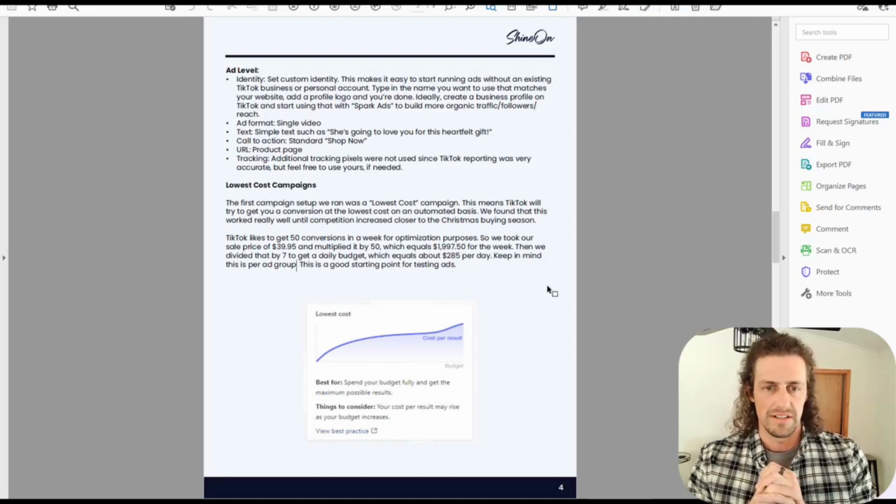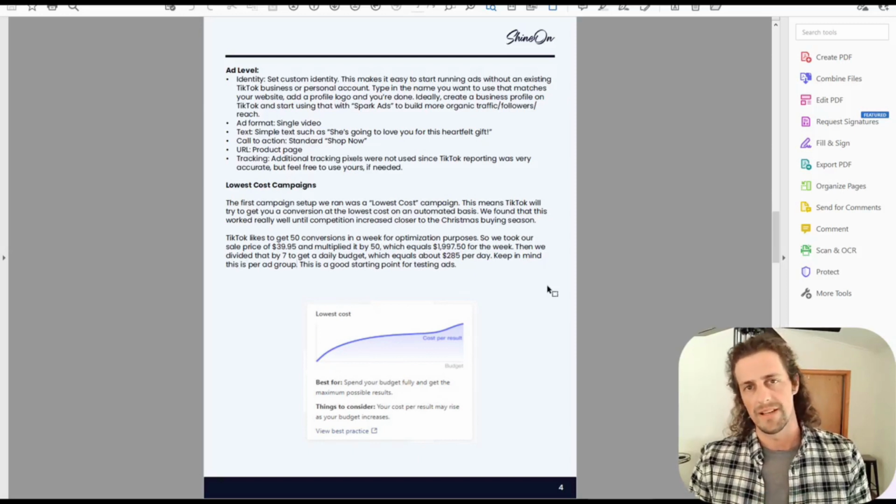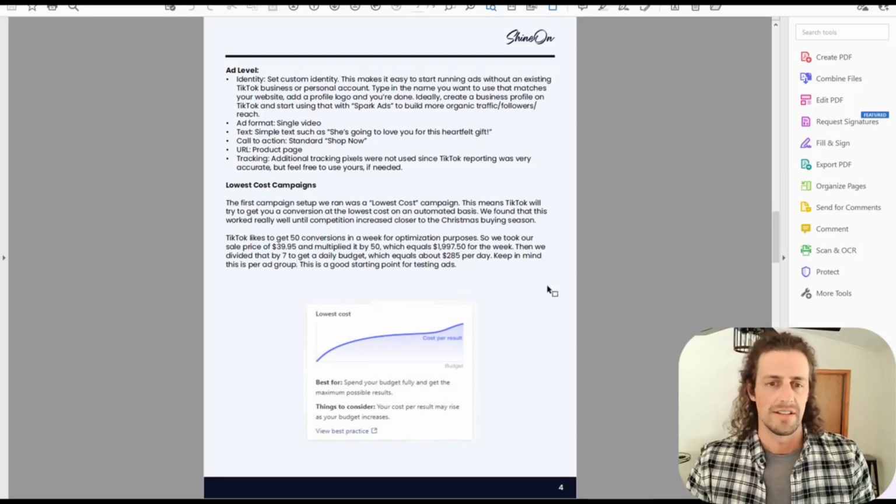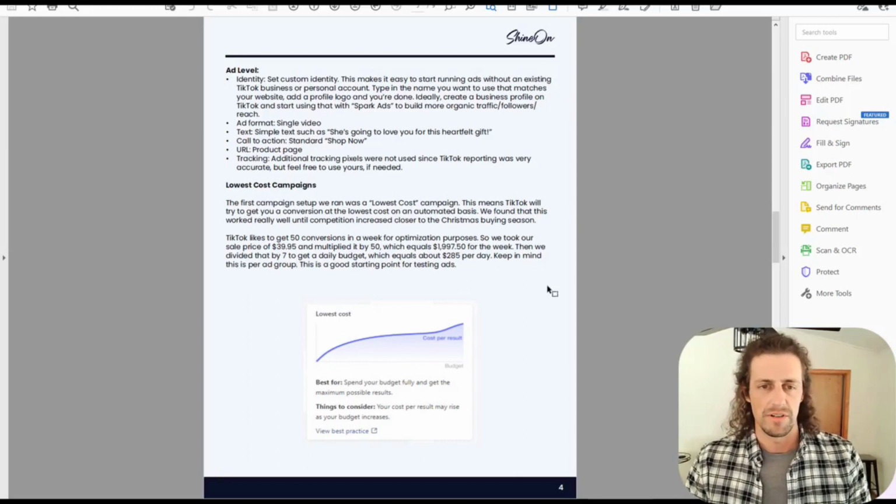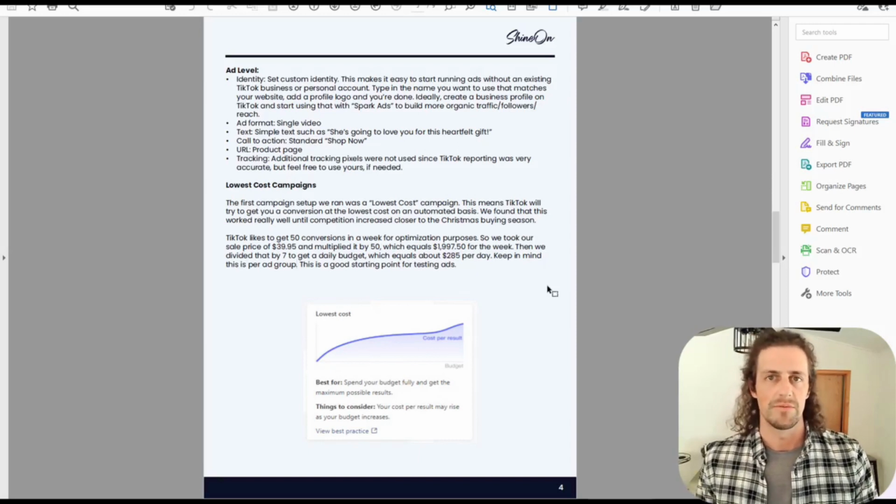So TikTok does like broader audiences, and you do have to have a higher budget to really start testing and optimizing. On Facebook, we often talk about a strategy of doing $5 ad budgets and testing multiple different interests. For TikTok, it's more a process of going broad and making sure there's enough budget to really start testing your ads.